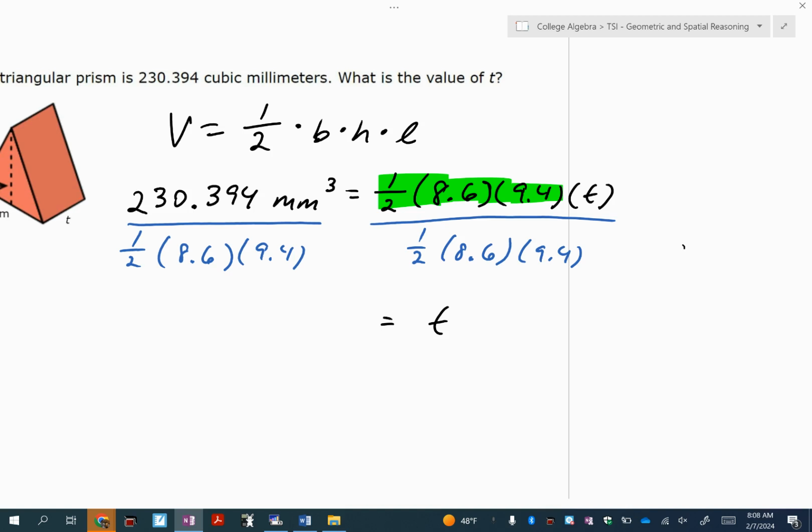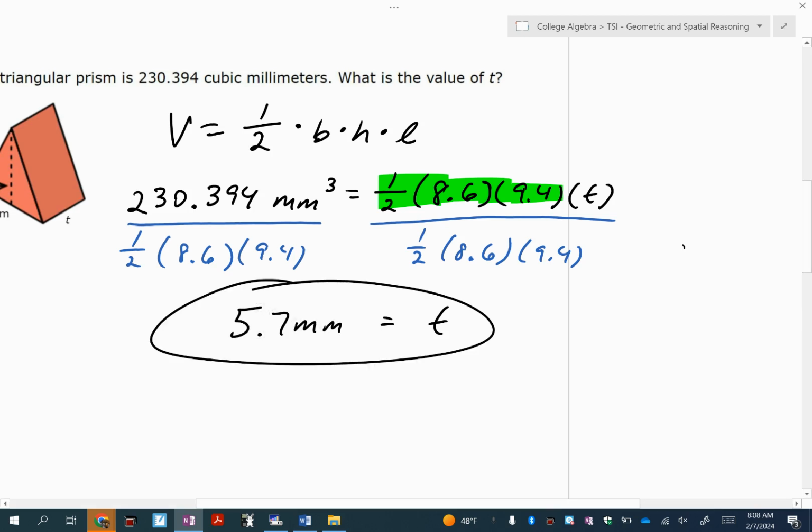5.7 millimeters, excuse me, is the answer.